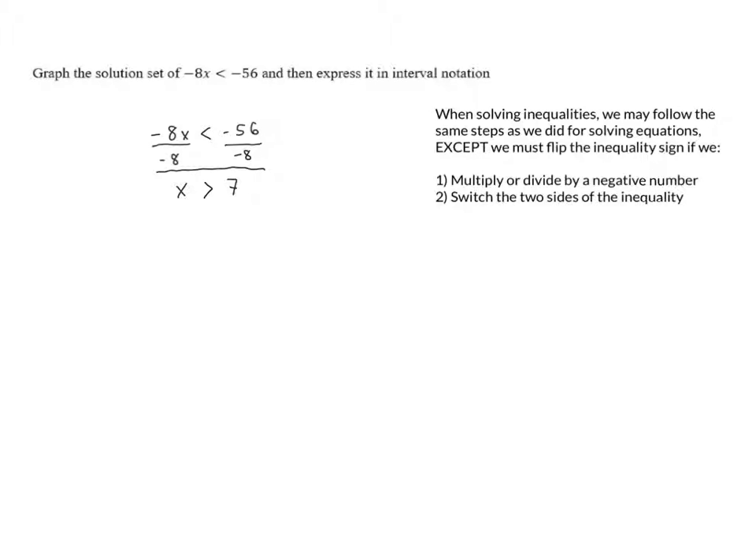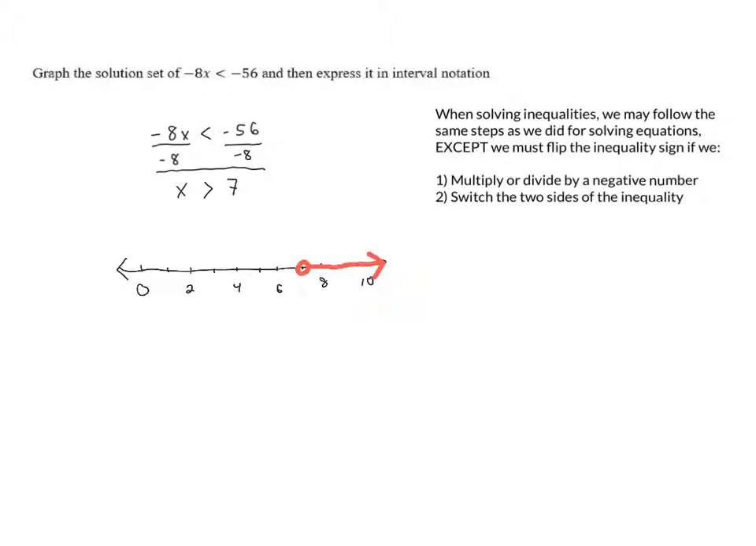So once we've isolated x, we have x is greater than 7, and now we're ready to graph this. I'm going to make my number line: 6, 8, 10. Now we know that x is greater than 7. That means that we're going to need an open circle at 7. And since x is greater than 7, we need to shade to the right. And so once we've done our graph, we have an open circle at 7 and we're shading to the right.